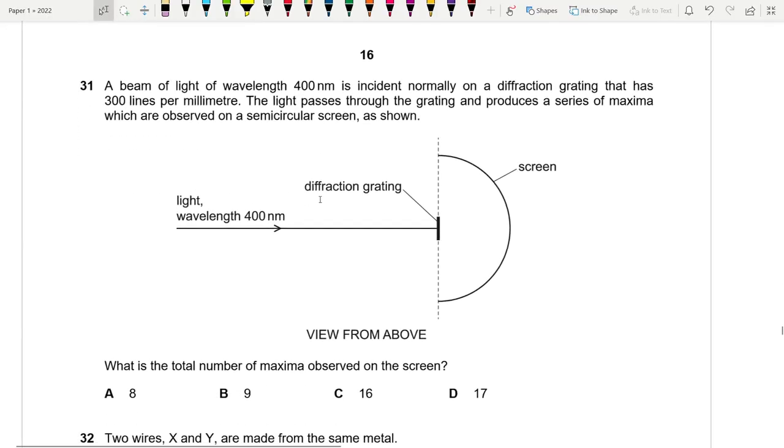30 is B. 31. A beam of light of wavelength 400 nanometer is incident normally on a diffraction grating that has 300 lines per millimeter. The light passes through the grating and produces a series of maxima which are observed on a semicircular screen as shown. What is the total number of maxima observed? Okay, so to find out the maximum number of maxima, we gotta go for this formula. D sine theta is equal to n lambda.